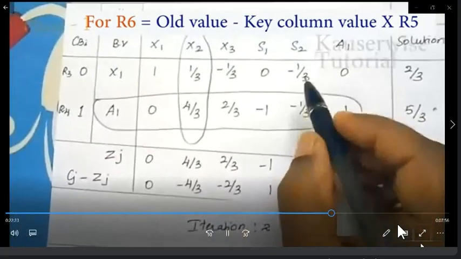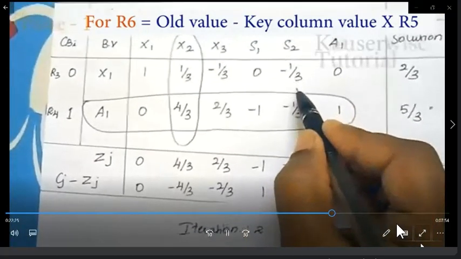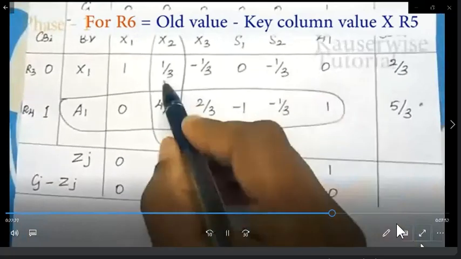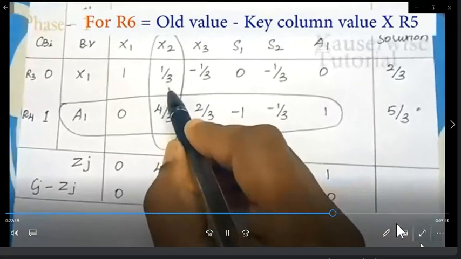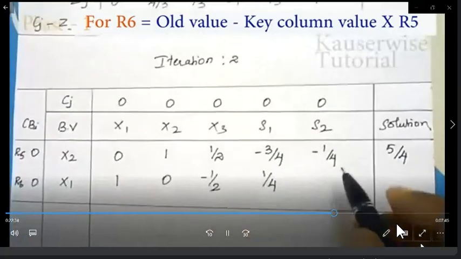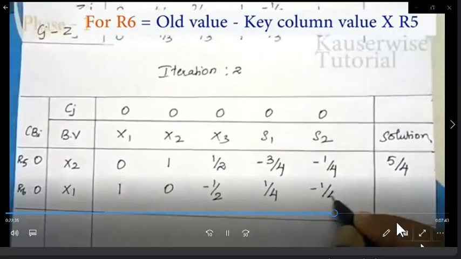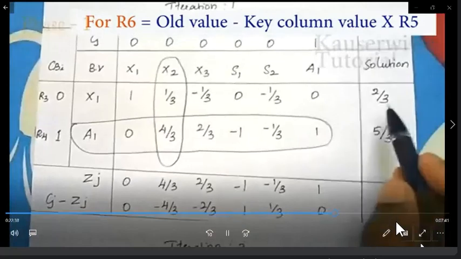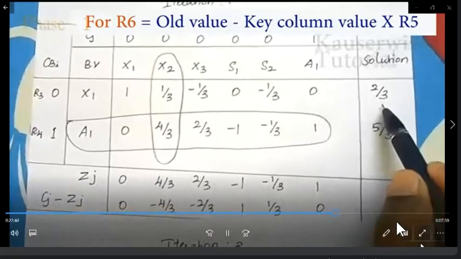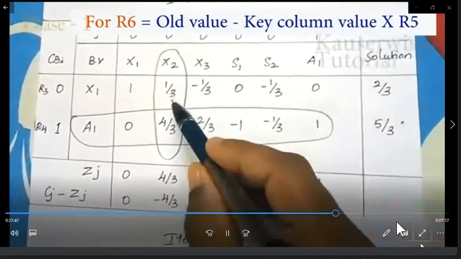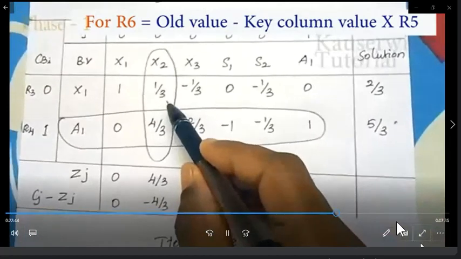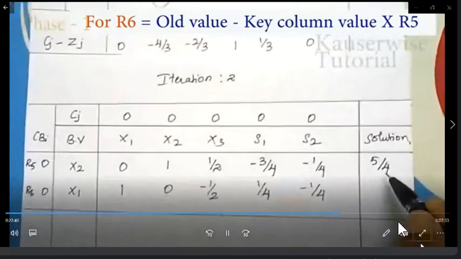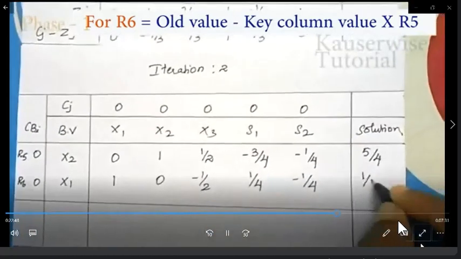For S2, the old value is minus 1 by 3 minus key column value 1 by 3 into row 5 value minus 1 by 4. The answer is minus 1 by 4. For solution, the old value is 2 by 3 minus key column value 1 by 3 into row 5 value 5 by 4. The answer is 1 by 4.